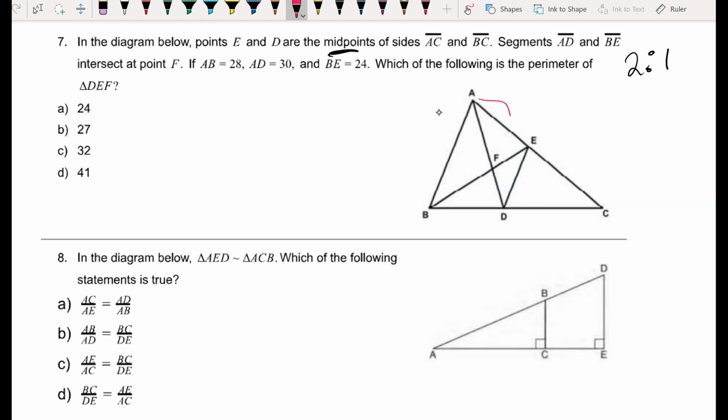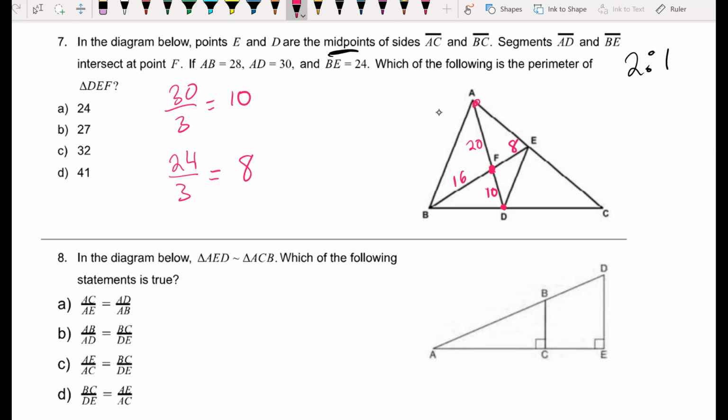Well, they tell me AD is 30. And again, if I want to break that into a 2-to-1 ratio, I'm going to break it into 3 pieces by dividing it by 3. Put the smaller piece between the midpoint and the centroid. Double that, put the bigger piece between the vertex and the centroid. It tells me the whole length BE there is 24. Again, I'm going to do the same trick, where if I want to partition it into a 2-to-1 ratio, I'm going to divide it by 3, get 8, put 8 there, and 16 there.